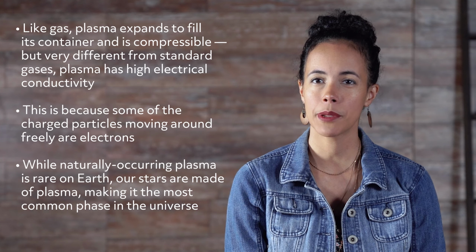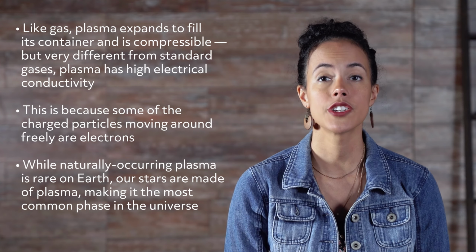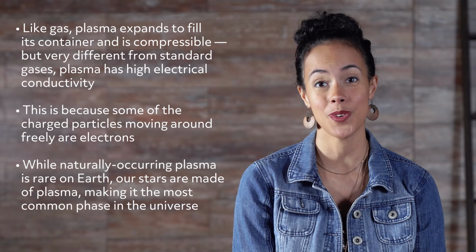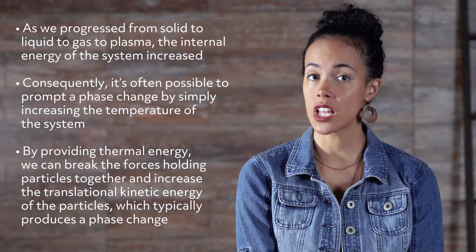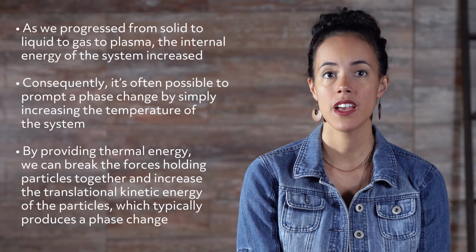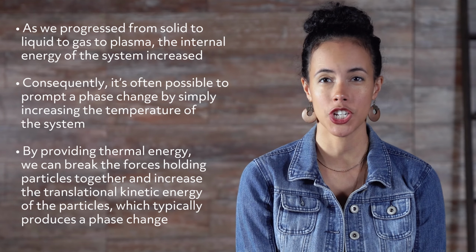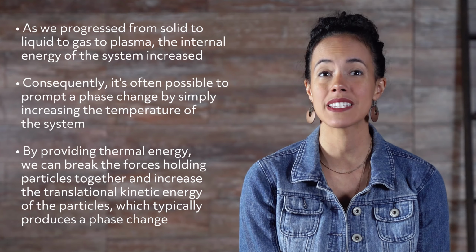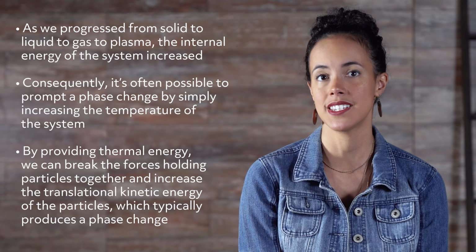While naturally occurring plasma is rare on Earth, our stars are made of plasma, making it the most common phase in the universe. Now that we've covered each phase of matter separately, let's consider them together. You'll notice that as we progressed from solid to liquid to gas to plasma, the internal energy of the system increased. Consequently, it's often possible to prompt a phase change by simply increasing the temperature of the system.